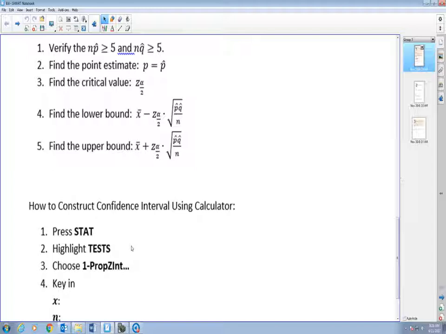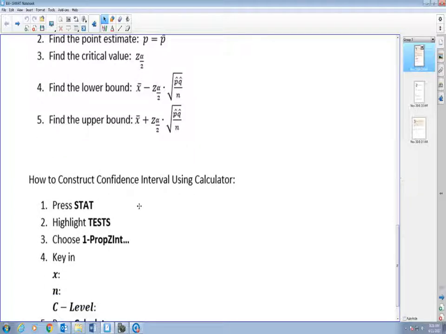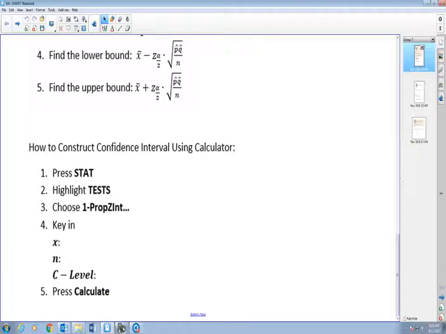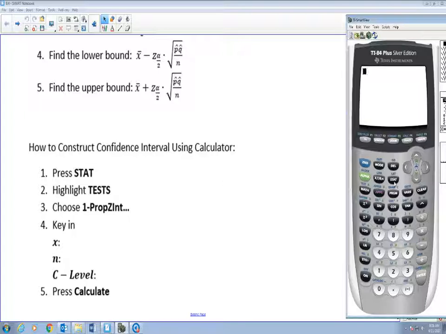Now to construct a confidence interval using calculators, we're gonna go back to the same place we did before, stat, highlight the word test, but this time we're gonna use something called the 1 proportion z interval. So we scroll down a little bit. 1 proportion z interval.